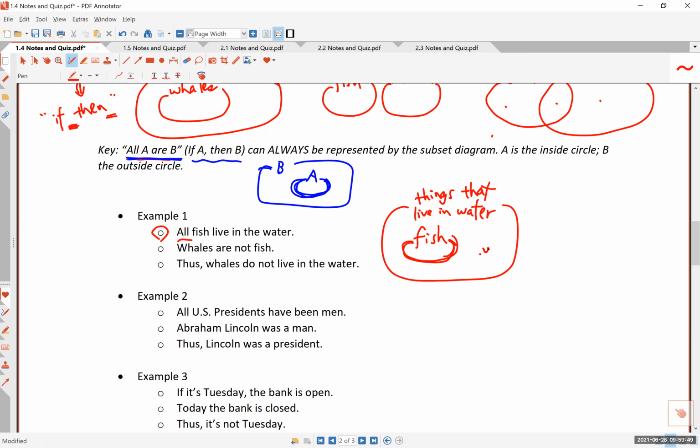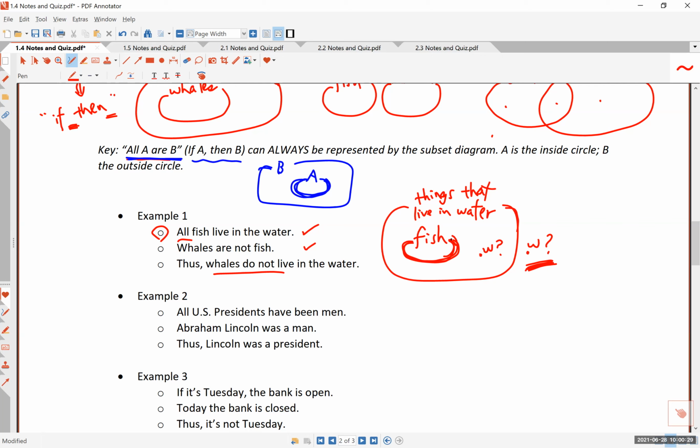So that means whales could be here, whales could be here. The point is that this first statement and the second statement does not tell you whether the whales are here or here. In other words, you don't know if whales are inside of the outer circle or outside of the outer circle. The conclusion seems to say whales do not live in the water. The conclusion is that the whales must be out here, but we don't have any reason to assume that the whales are here, because all you are told is that the whales are not in the inner circle of fish, right?